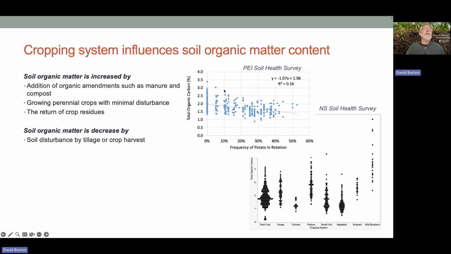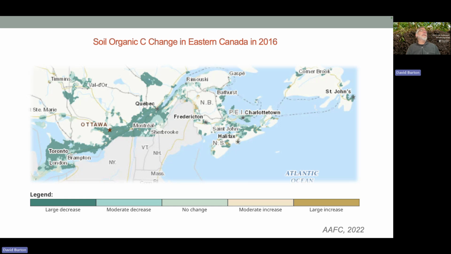In the Soil Health Survey in Prince Edward Island, we found the frequency of potato rotation was inversely related to the organic matter content. So there are two elements: how much organic matter is going back, and also what do we do with that organic matter? Once it goes back, do we leave it undisturbed so it can build soil organic matter, or do we till it? The degree to which we can reduce tillage results in greater organic matter accumulation. And the decline in organic matter content in Eastern Canada in general is well documented and is of concern.